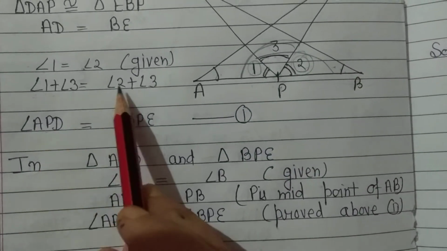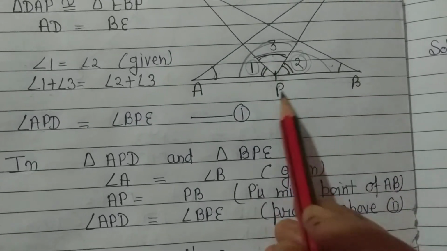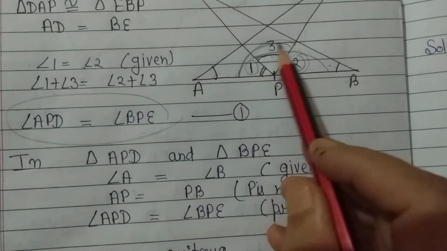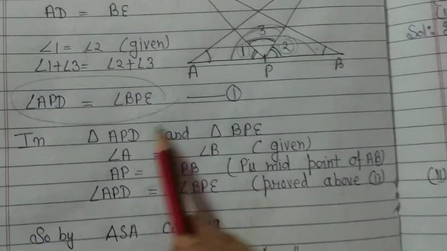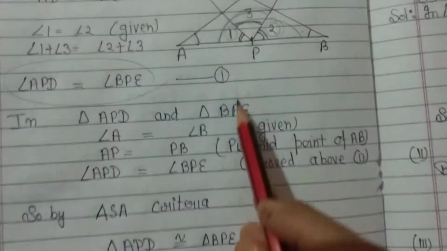Angle 2 plus angle 3 will be angle BPE. I have proved this angle is equal to this angle. Now I am taking triangle APD and BPE here.